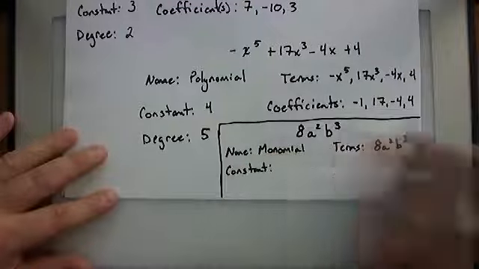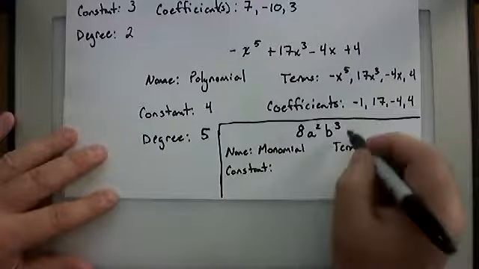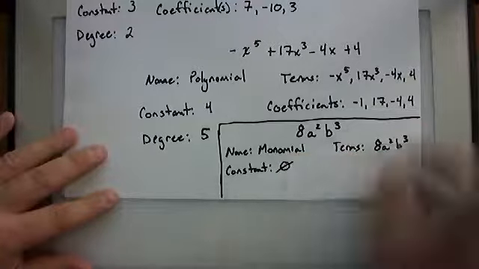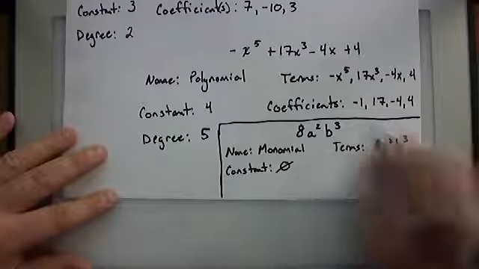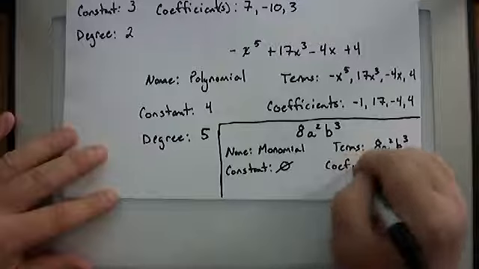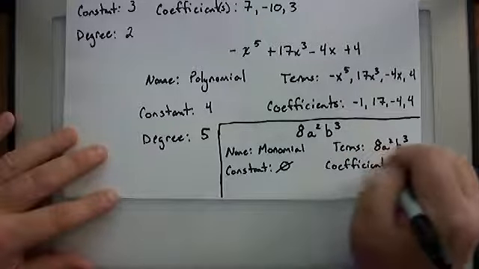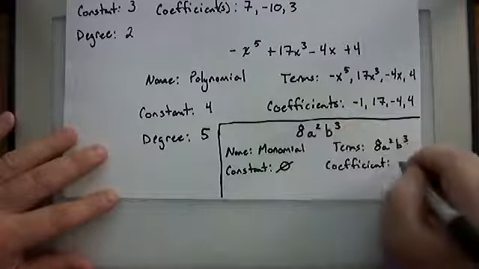Which piece has no variable on it here? Well, nothing, right? So 0. Because you could put a plus 0 on the end, I suppose. The coefficient, in this case, there is only one, is the number in front of the variables. In this case, it is 8.